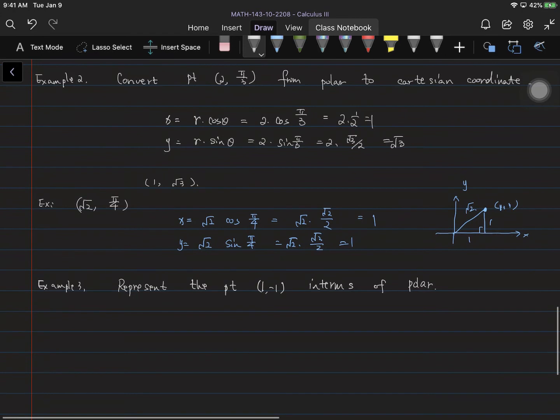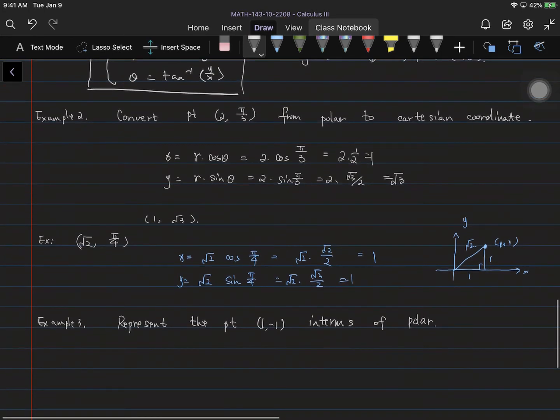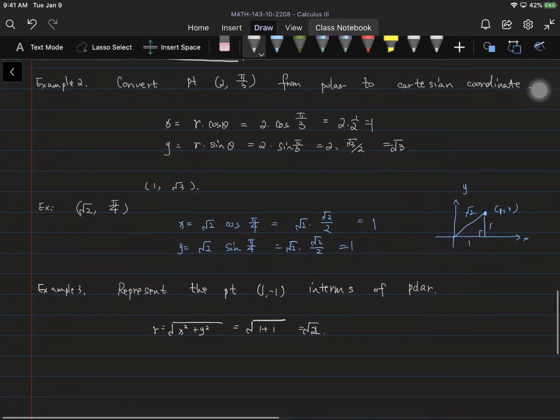Let's take a look at this problem. So here x and y are given. We want to find the r and the theta, right? And if we look at the formulas here, r squared equals x squared plus y squared. So we can find the r from here. So firstly, what is r? R we can write down this way: root of x squared plus y squared. Okay, which is 1 plus 1, which is root 2. And what is theta? Theta is tangent inverse y over x.